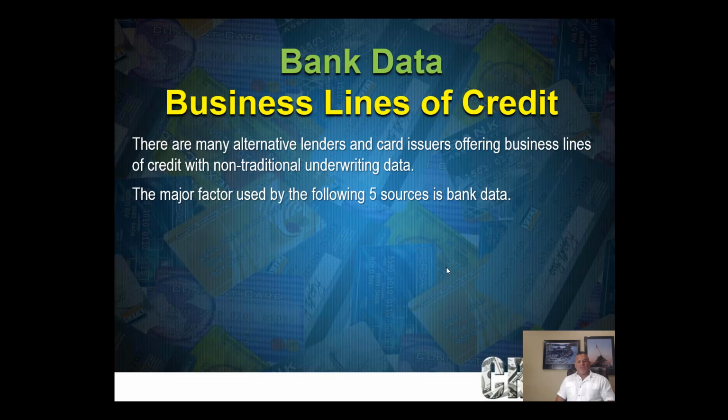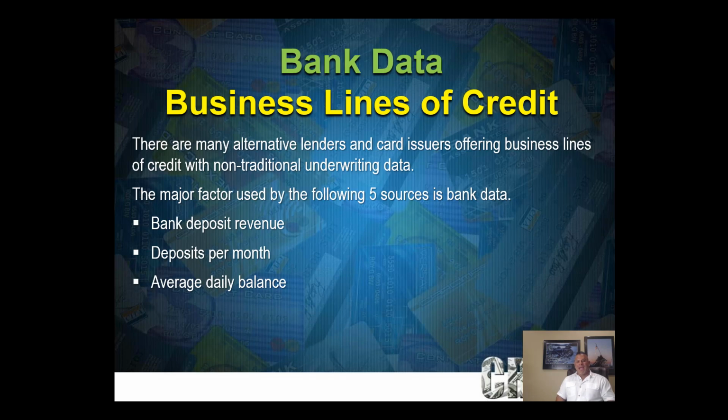Now, the major factor with the 5 sources we're going to list in this video, the main thing they look at is your bank data. It's not the only thing they look at, but it's the main thing that's going to determine for you to get approved. When we're talking about bank data, we're talking about the revenues flowing in and out of your business checking account. They look at obviously the amount of revenue coming in, the number of deposits going in. When you have frequent deposits, that shows frequent activity. If you're only getting 1 deposit a month, that's a factor. So they look at how many deposits are going through your account, your average daily balance.